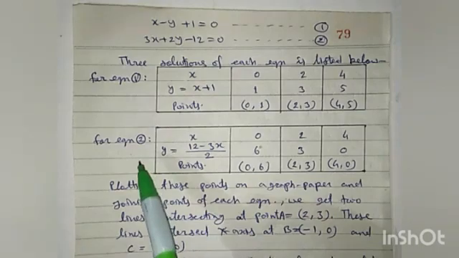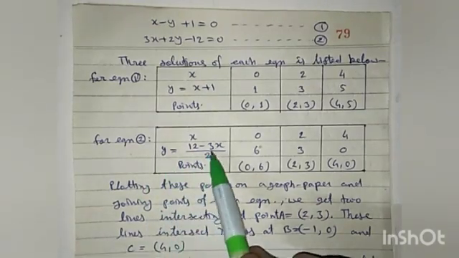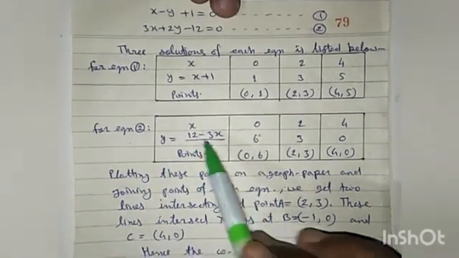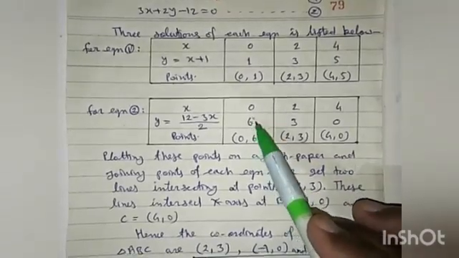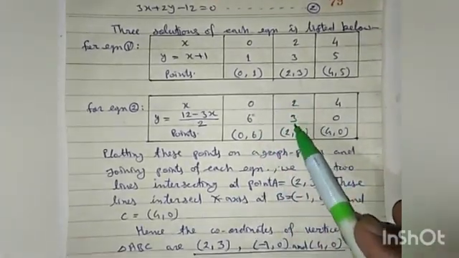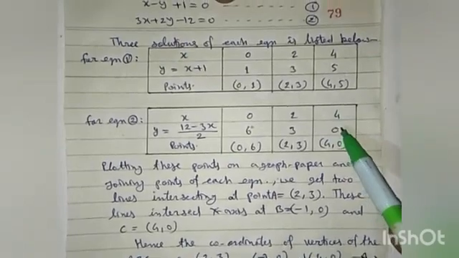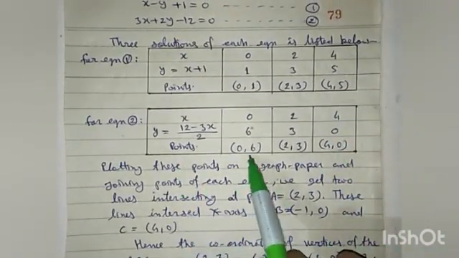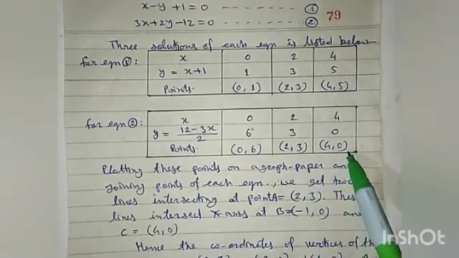For equation number 2, here y is equal to 12 minus 3x upon 2. So here for x equal to 0, y will be 6. For x equal to 2, y is 3. And for x equal to 4, y is 0. So the points are 0, 6, 2, 3, 4, 0.